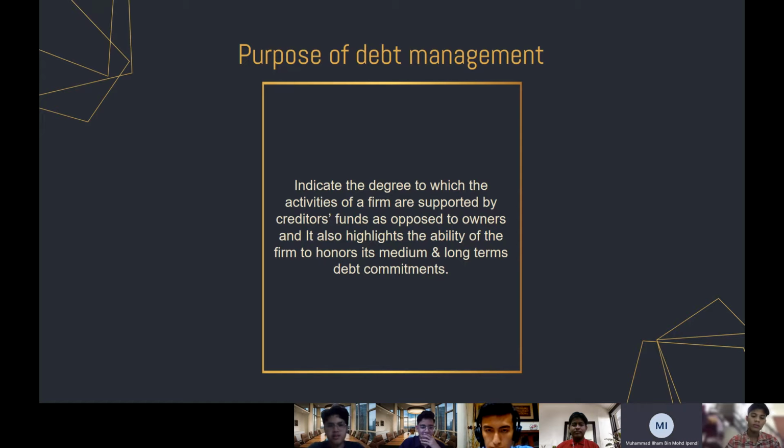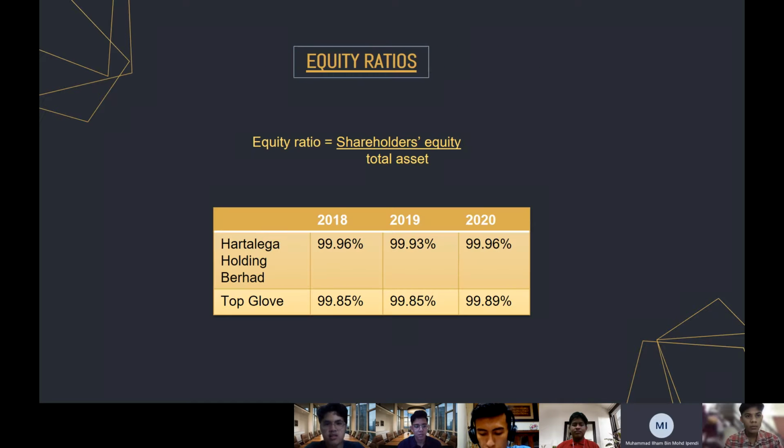Okay, for the debt management ratio, the debt management ratio indicates the degree to which the activities of a firm are supported by creditors' funds as opposed to owners', and it also highlights the ability of the firm to honor its medium and long-term debt commitments. Next, in this debt management ratio, there are a lot of different ratios, but we just take two here.